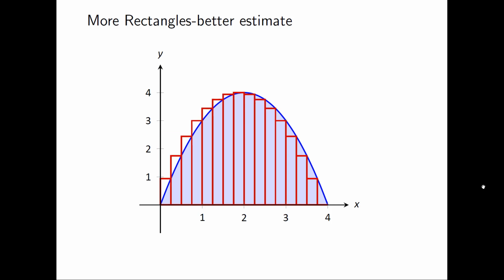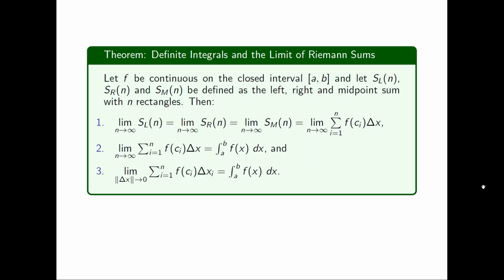Whereas, if we have 16 rectangles, the little pieces that we're missing and the little pieces that are too much are getting smaller. And the idea here is that as we add more and more rectangles, we get a better and better estimate until we get infinitely many rectangles, and then it will be perfect. Okay, and this is exactly what this is saying here.